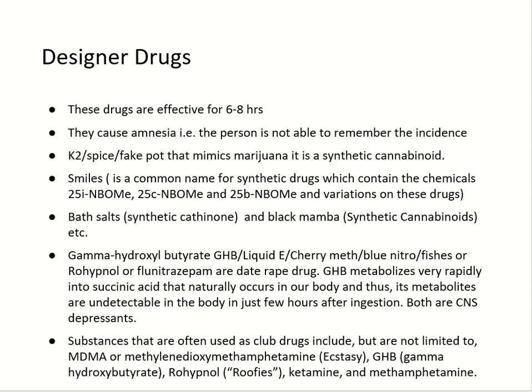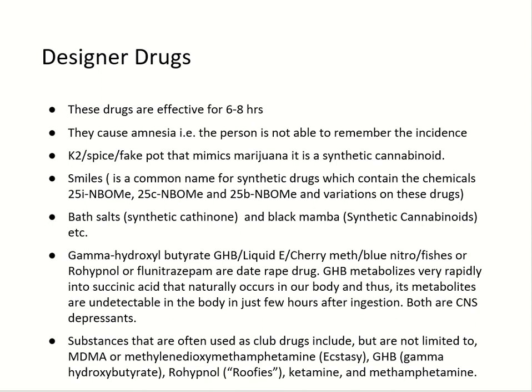K2 spice, fake pot that mimics marijuana, is a synthetic cannabinoid. Smile bath salts are synthetic cathinone, and black mamba is a synthetic cannabinoid. Gamma hydroxybutyrate GHB, or liquid E or cherry meth, blue nitro, and rohypnol or flunitrazepam. These are also known as date rape drugs.